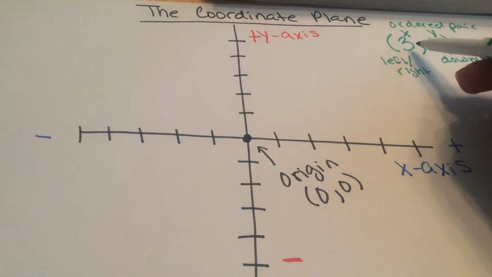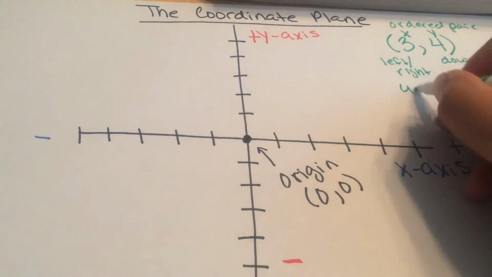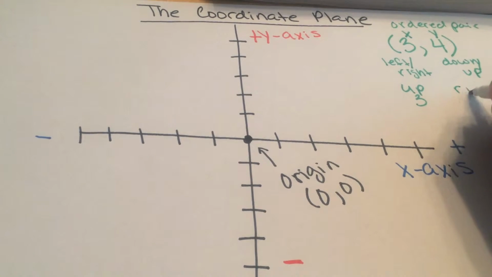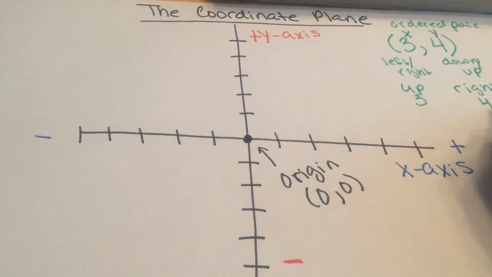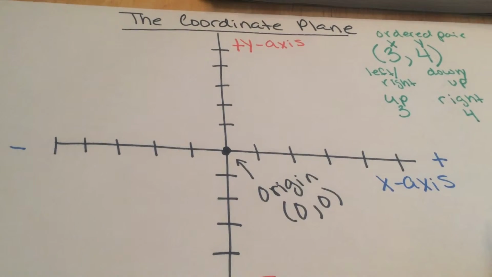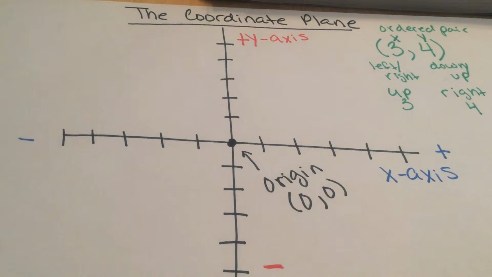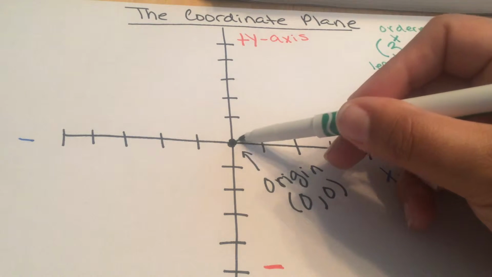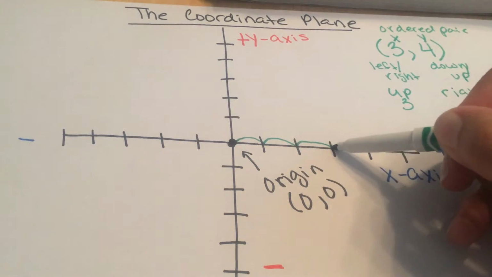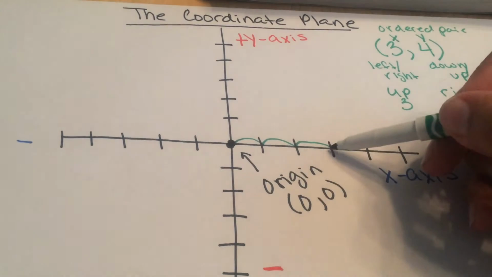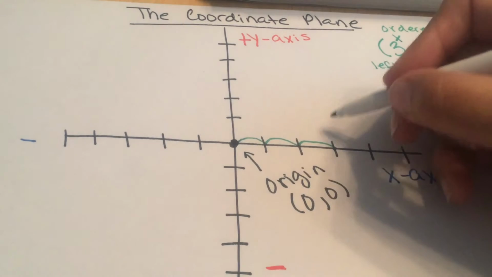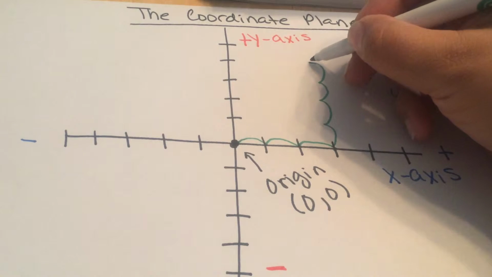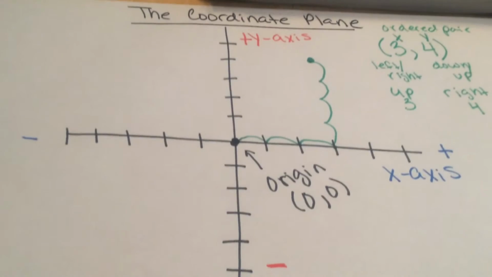So on this one, since we have a positive 3, that means we're going to move right 3. And since we have a positive 4, that means we're going to move up 4. So starting at my origin, which is always where we start when we're plotting points, I have to move 3 places, 1, 2, 3 to the right. And from this point, I'm going to move 4 places up. 1, 2, 3, 4. And then I'm going to just plot my point where those two intersect.